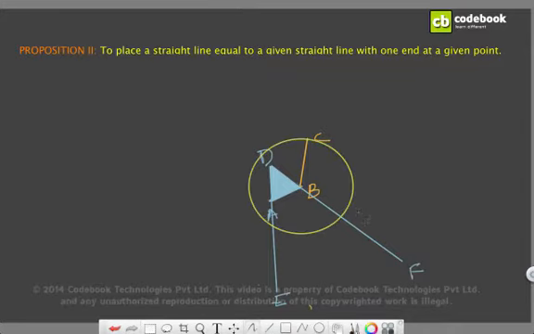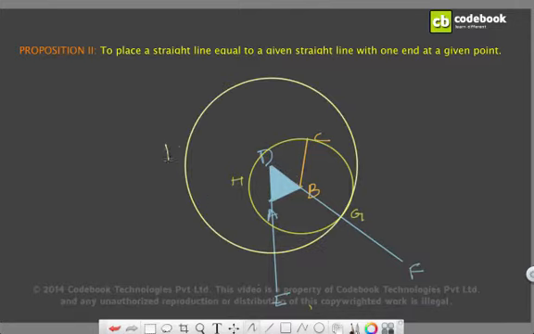And let's call this point G. And let's call this H. So you have described a circle CGH with center B and radius BC. Similarly, apply the third postulate one more time and let's draw a circle with D as the center and DG as the radius. And let's call this circle LKG.